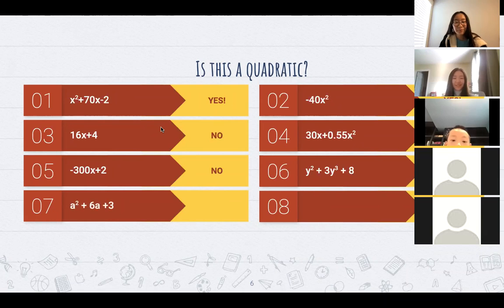Okay, a squared plus 6a plus 3. This is also in standard form. Yeah, you're right. This is a quadratic. And last one, 3y squared minus y minus 1. Yeah, so this is also a quadratic, and this is also in standard form. All right, good job, you guys.